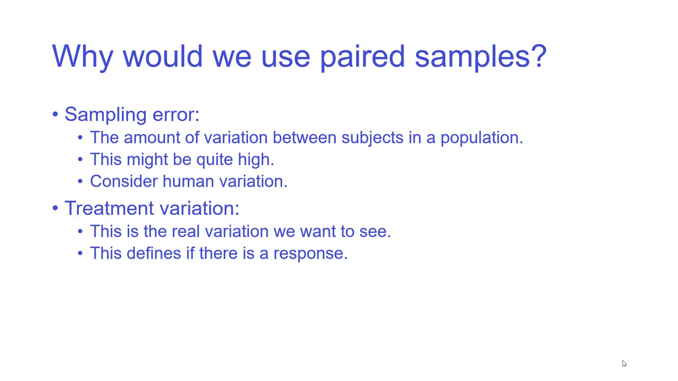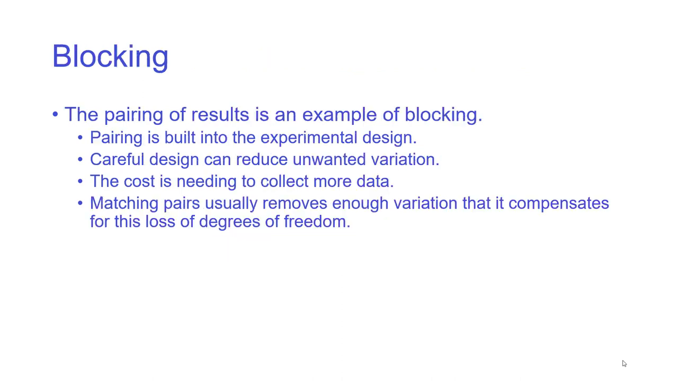The amount of variation between subjects, between the experimental units you're using in the experiment, can be high, and it can be larger than the amount of variation you're going to get in the treatment. So if that's true, the only thing you're going to see when you compare the means before and the means afterwards is that the variation in means in the control exceeds that between the control and the treated group. So in this case, that's not going to be very useful. We need to define if there's a response by removing some of that variation.